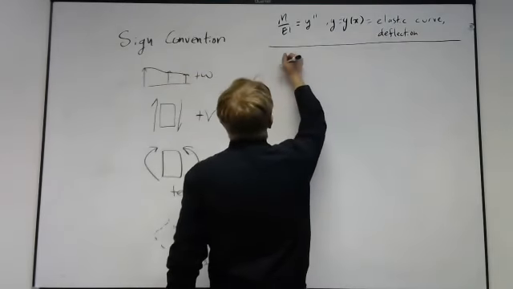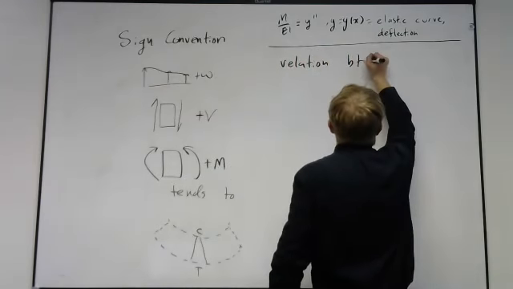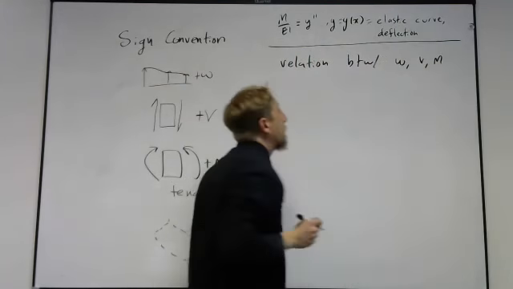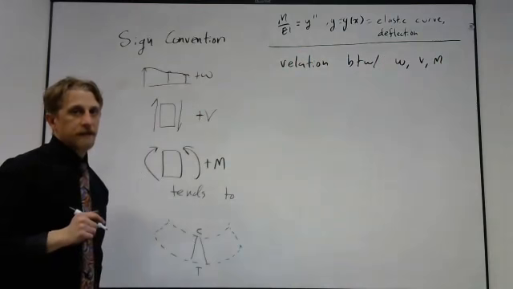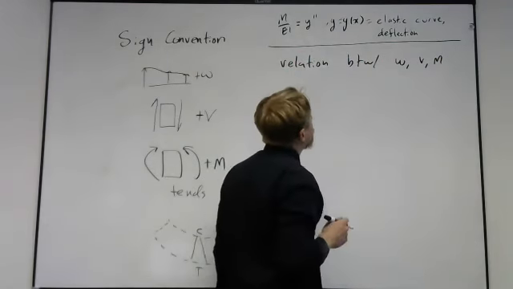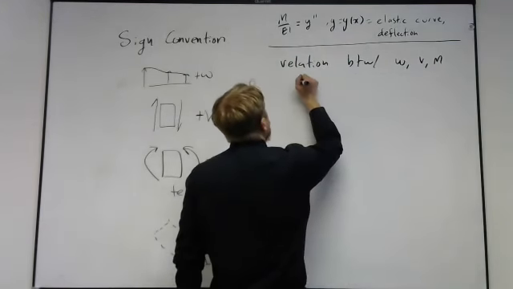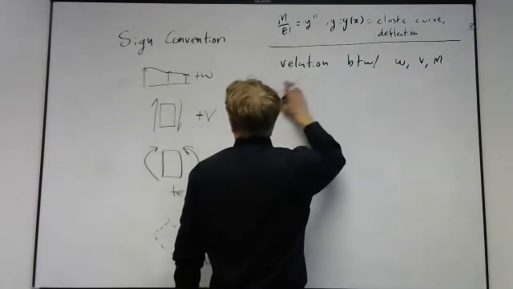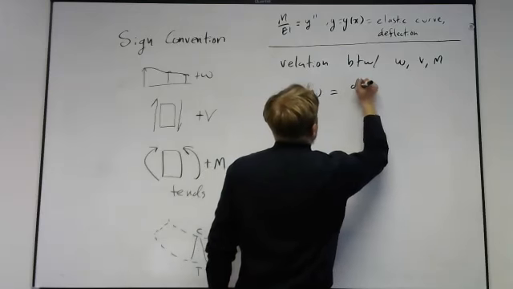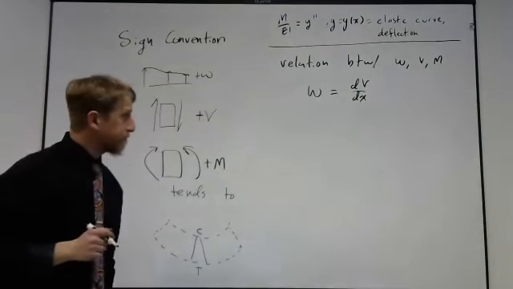The relation between W, V, and M, I think I'm going to skip this derivation, are as follows. First of all, W is the slope, or the first order derivative, of V.